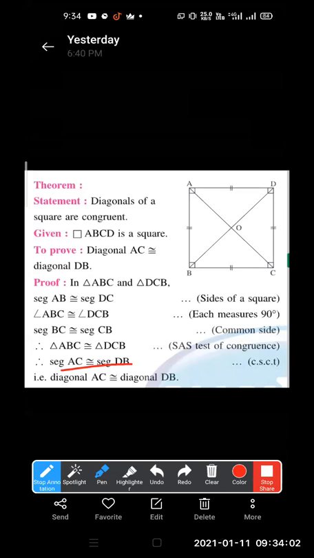So in this way we have proved theoretically that specific property of a square, that the diagonals of a square are congruent. Similarly, children, we can prove that the diagonals of a rectangle are congruent, because in a rectangle also the diagonals are congruent. The same proof can be used to show that the diagonals of a rectangle are congruent.